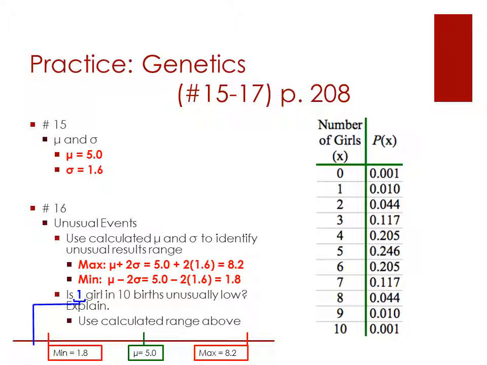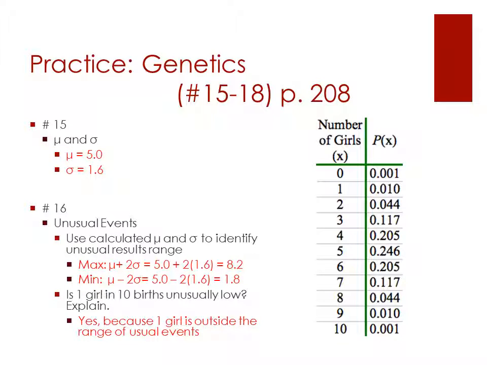Explain your answer. So when we're going to be looking at this, we want to be able to draw out 1.8 as our minimum value, then we would have our mean at 5.0, and then we would have our maximum value at 8.2. I've given you a diagram there at the bottom, and the last thing we plug in is the value that we're actually interested in, in this case, the number 1. So if you look at that, you can see that, in fact, 1 girl is outside the range of usual events, so it does count as unusually low.